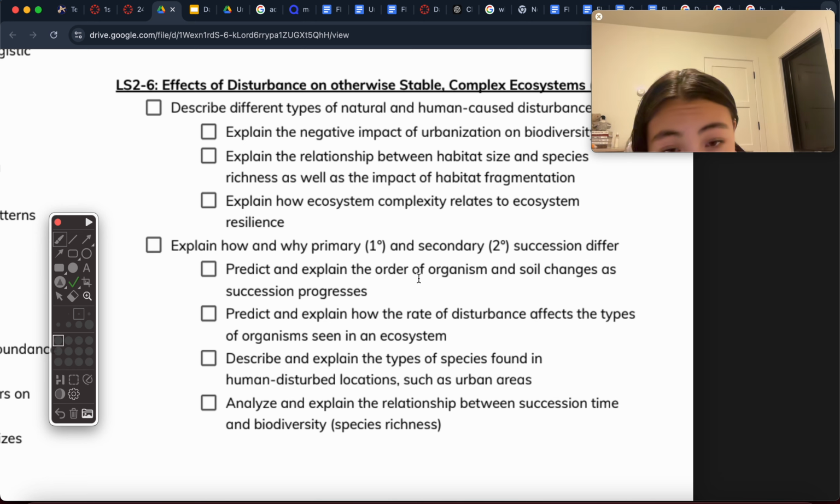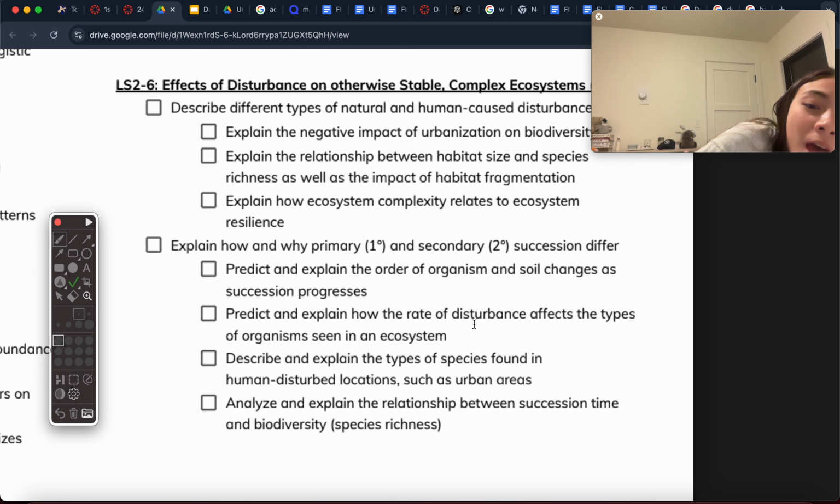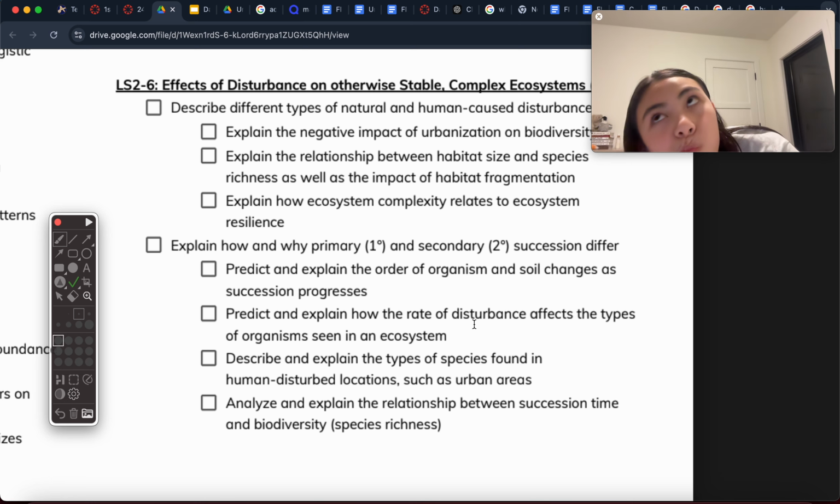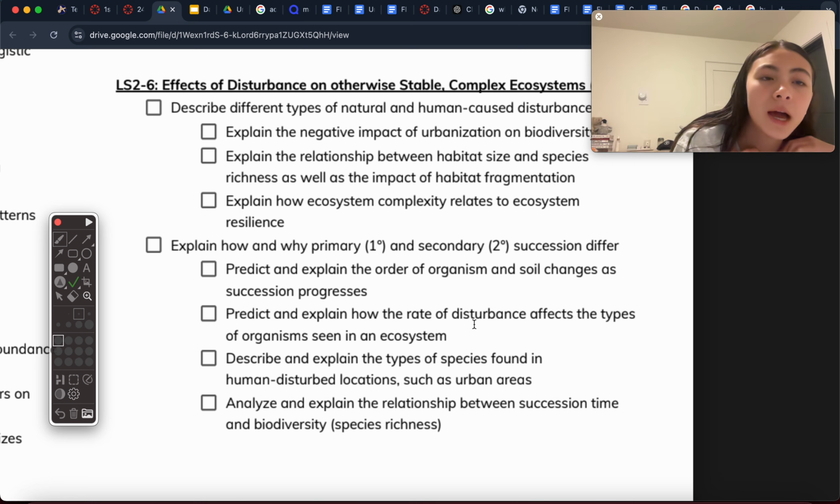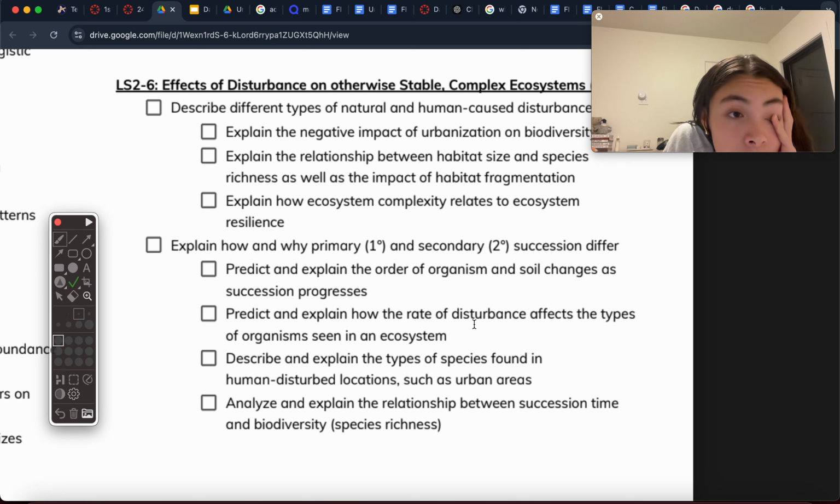Predict and explain how rate of disturbance affects the types of organisms seen in an ecosystem. Okay, so rate of disturbance. I'm guessing that's maybe, going back to koalas, the speed that the trees are being cut down, or that could mean just overall disturbance, the rate of disturbance, sort of.